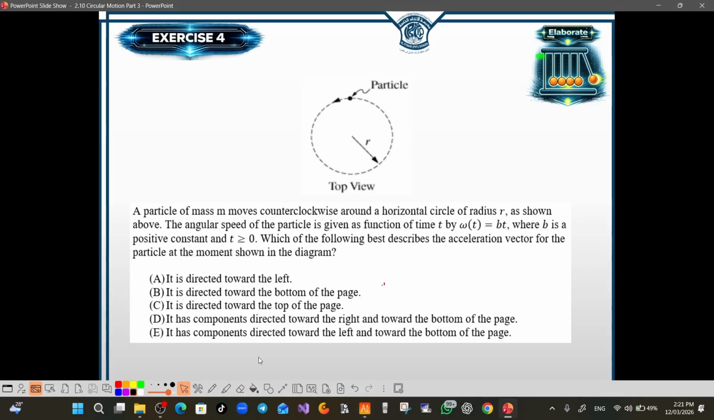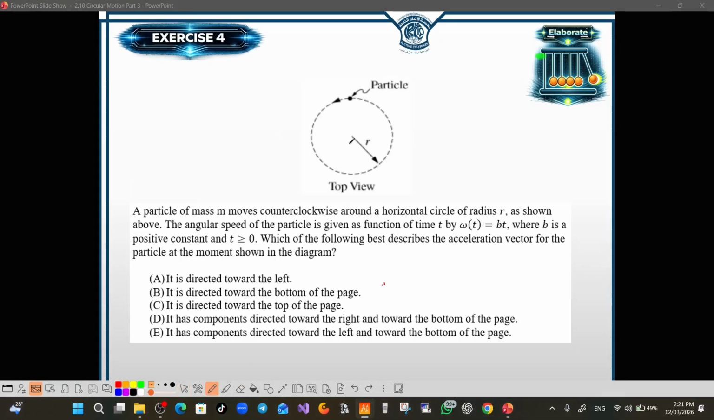Now, a particle of mass m moves counterclockwise, so the direction of motion is in this way, the counterclockwise direction around the horizontal circle of radius r as shown above. The angular speed of the particle is given by omega of t equals bt, where b is a positive constant and t is greater than or equal to 0. Which of the following best describes the acceleration vector for the particle at the moment shown in the diagram? So at this moment, what will be the direction of the acceleration in this case?